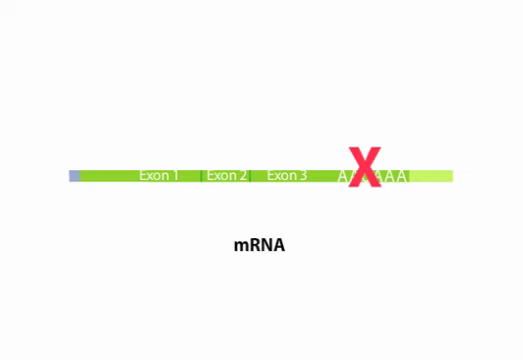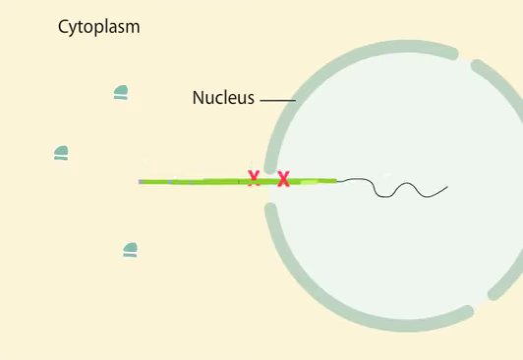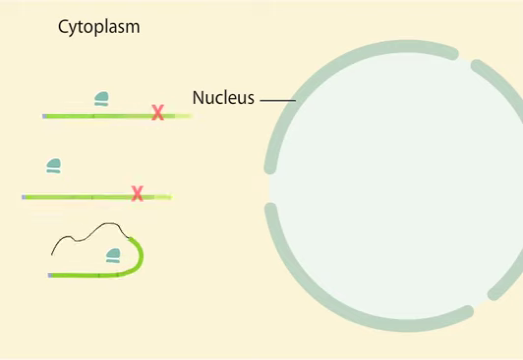However, an mRNA that lacks a poly-A tail is unstable and quickly degraded by cellular enzymes. Therefore, it will not be available for translation.